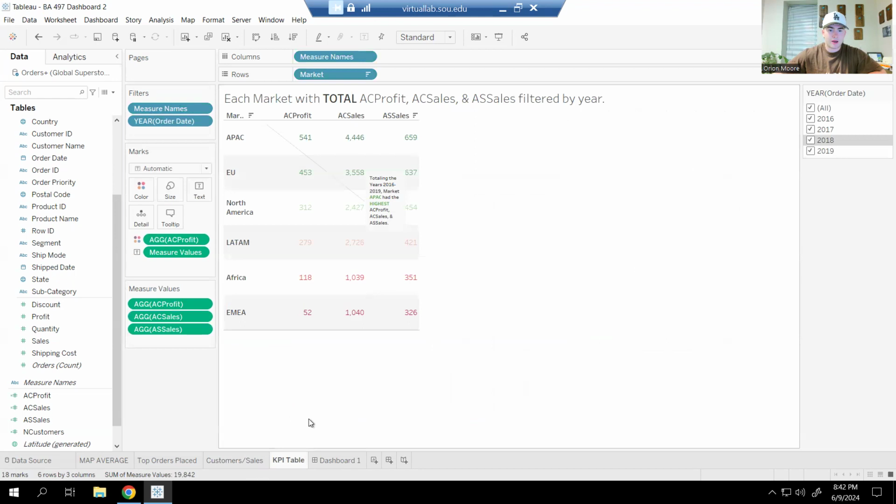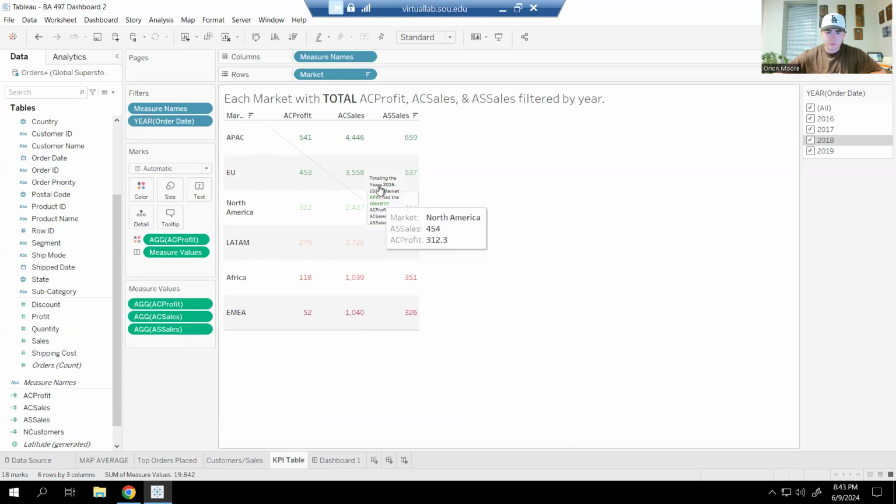This is going to be my KPI table. This is going to be each market with total AC profit, AC sales, AS sales filtered by year. Now, again, just to give you a quick example what each one of those terms mean, let me pull this up for you. The first one, average value of each order, average amount spent by customer, and then the average profit by customer.